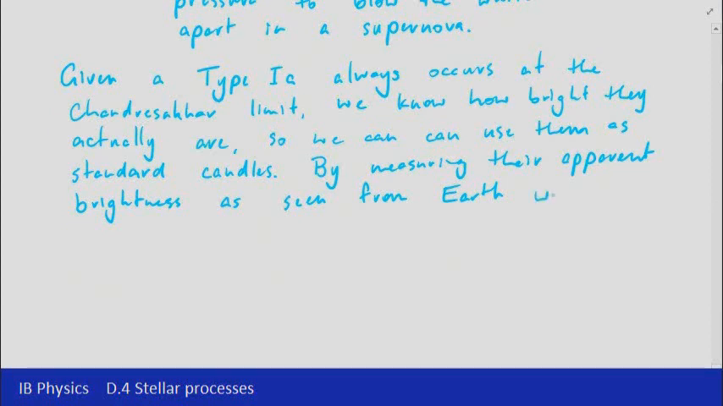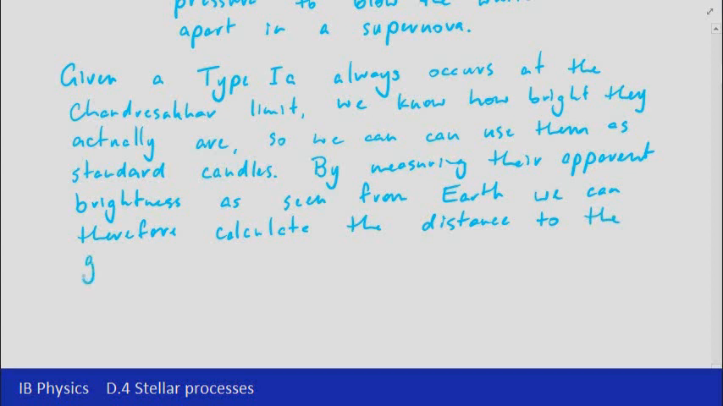So we can then calculate distances to the galaxies that they're in. We're really talking up to about 1000 megaparsecs. So we calculate the distance to the galaxy it was in, and like I say, up to about 1000 megaparsecs away.